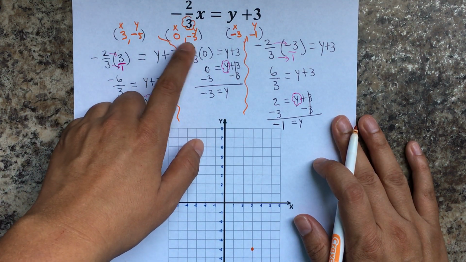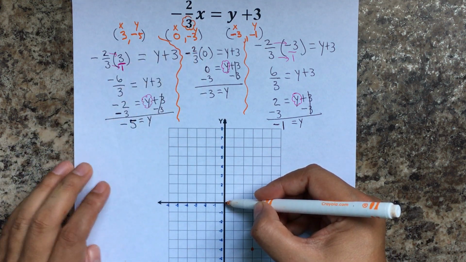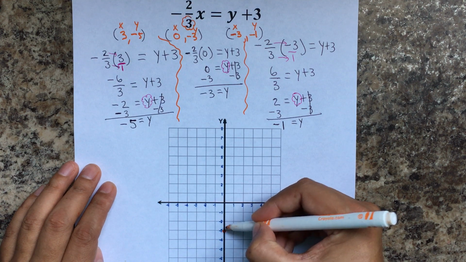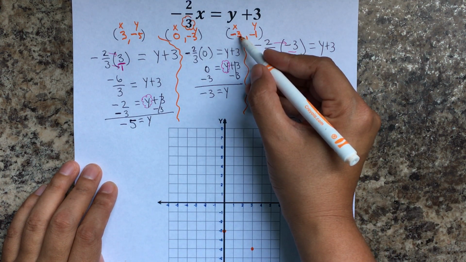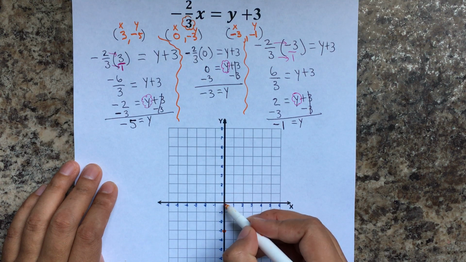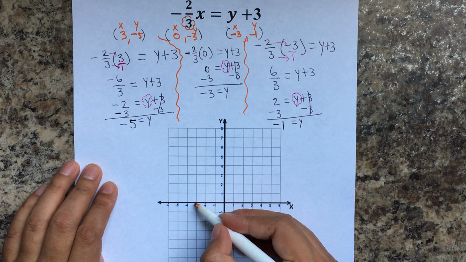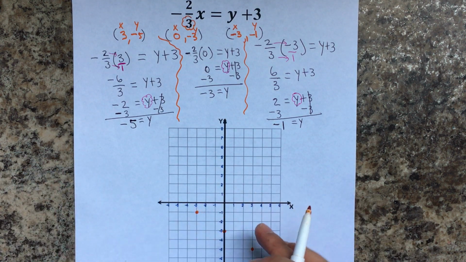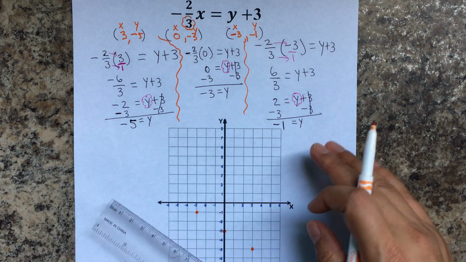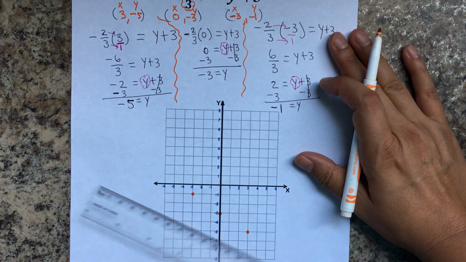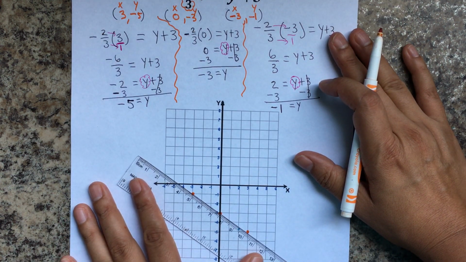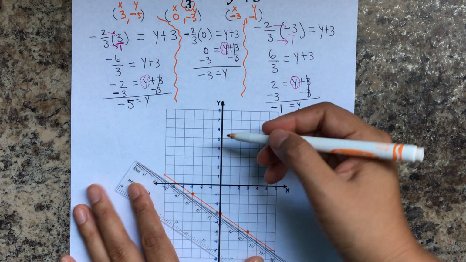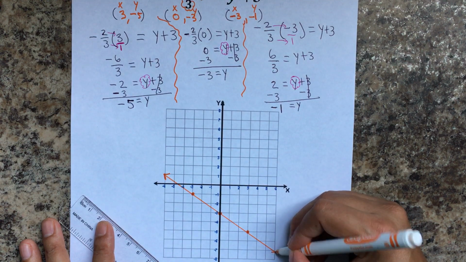The second point is 0, negative 3. So 0, we don't move. And then negative 3, 1, 2, 3, right there. And finally, we have negative 3 on x, negative 1 on y. So negative 3, 1, 2, 3, negative 1. Remember that it's always on x first, and then finally y. Now we're ready to graph, and look how they align. So that means that our answers are correct. Points always need to be aligned.